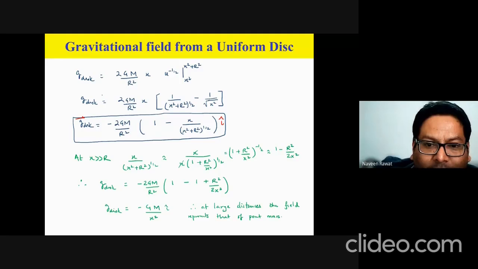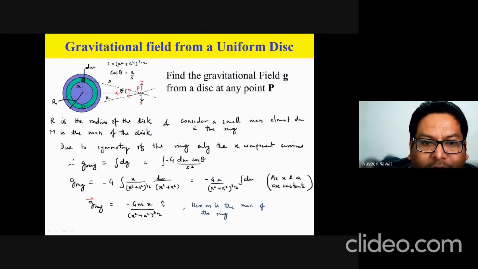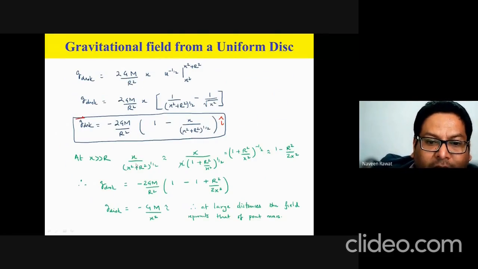This expression might look very weird in the beginning, but if I use some approximation and say what happens when x is very, very far away from r. That means this point is very, very far away from this disk. What happens in that case? Here this expression, you can simplify further. If I take x outside, I get 1 plus r square divided by x square raised to half. So there is a square root term, and there is x square, so I get an x term outside, and x will cancel. So I am left with 1 plus r square by x square raised to minus half.